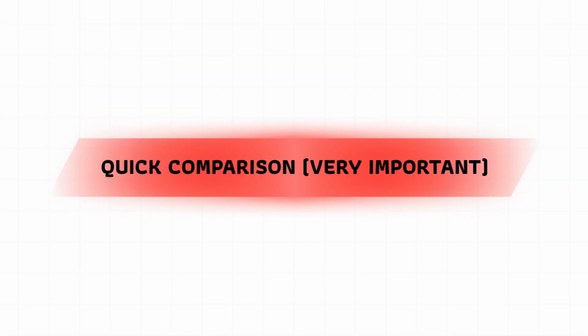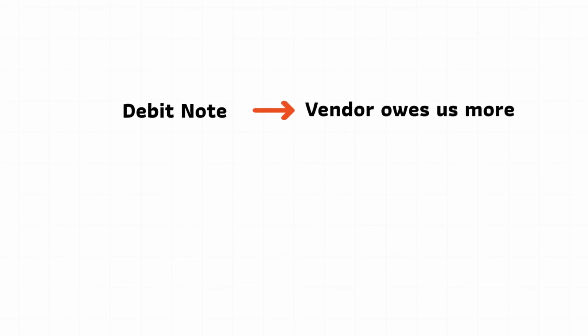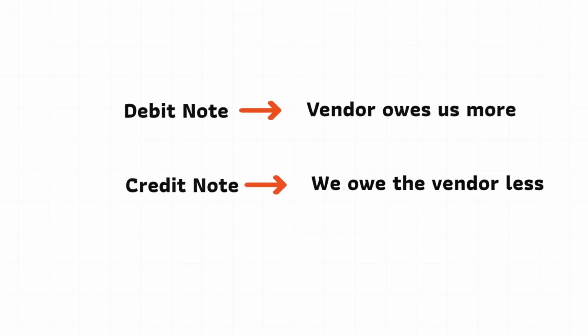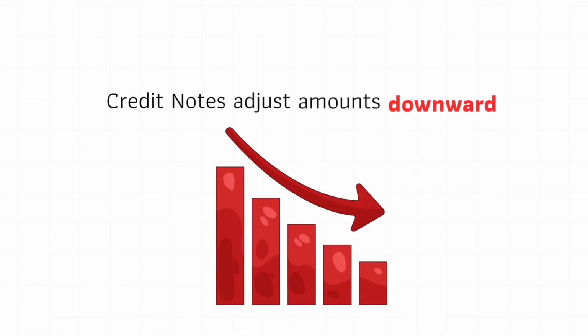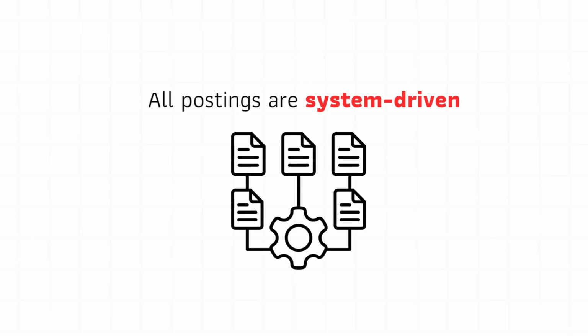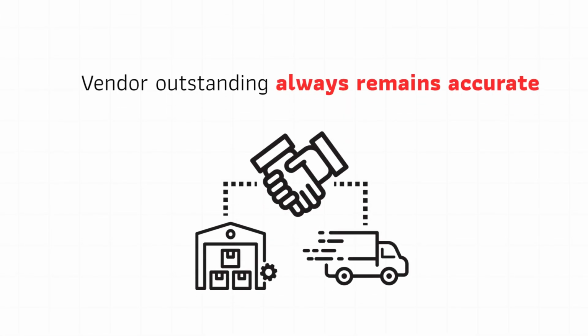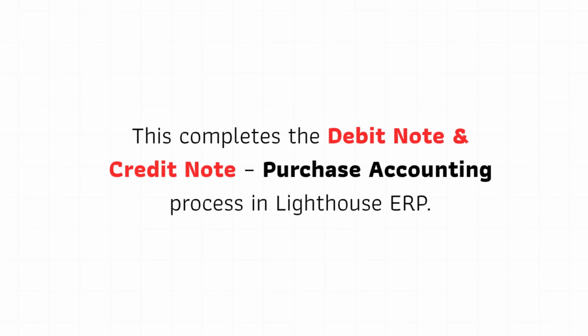Quick comparison. Very important. Debit note: vendor owes us more. Credit note: we owe the vendor less. Process summary. Debit notes adjust amounts upward. Credit notes adjust amounts downward. All postings are system driven. Vendor outstanding always remains accurate. This completes the debit note and credit note purchase accounting process in Lighthouse ERP.